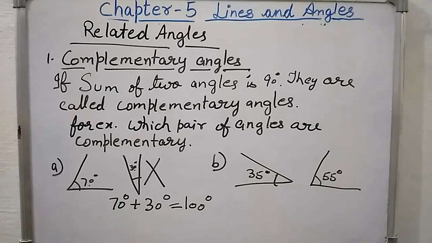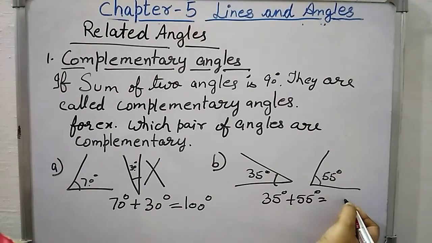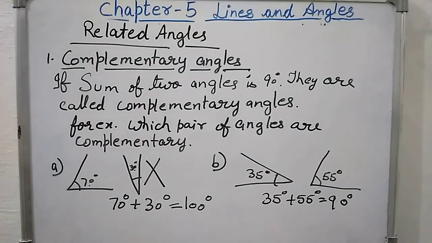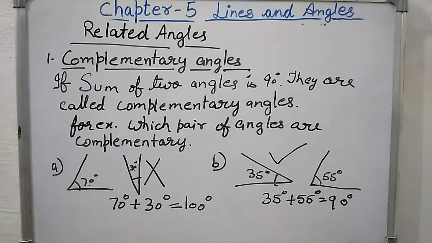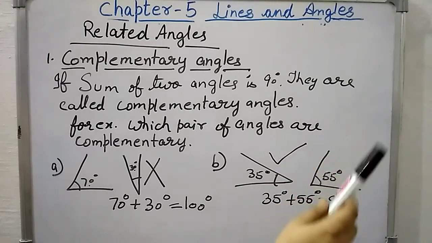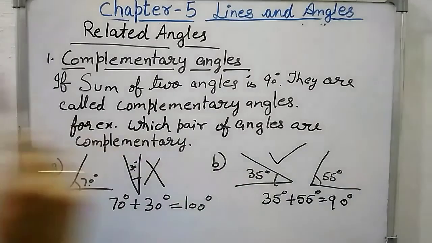Now let's check for the second part. Add 35 and 55. It will give you 90 degree. So that means the pair of 35 degree and 55 degree angles are complementary. And this 35 degree is complement angle of 55 degree and 55 degree is complement angle of 35 degree.